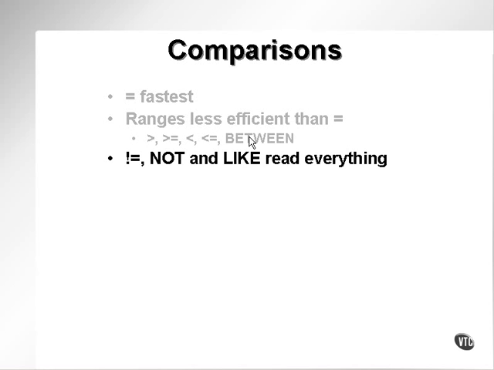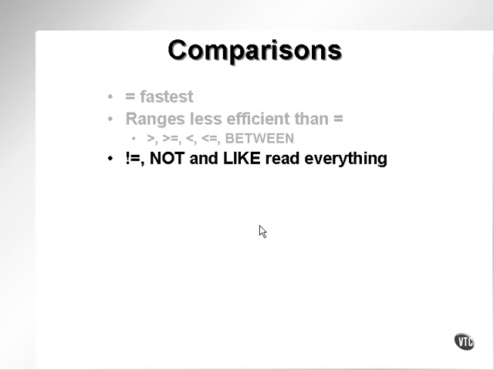Try to avoid using not equals, not, and like because they read the whole thing. They can potentially read an entire table or an entire index, but most likely an entire table. Why? Because if you're going to find something which is not in something, it's a negative. You have to read the whole table to make sure that it's not there. You can't go and read a single row because it doesn't exist. That applies to not equals and not.